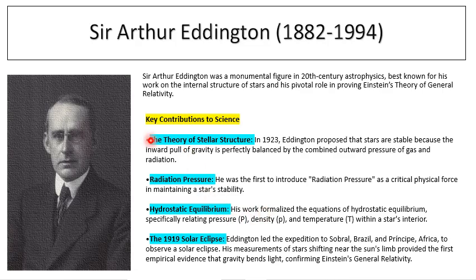So these three are important components of his theories, and then his experimental observation of the GTR that he did by observing and measuring stars shifting near the sun's limb, and therefore proving that Einstein's general theory of relativity is the right description of gravity.